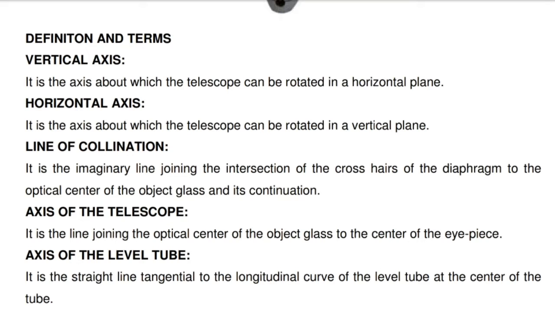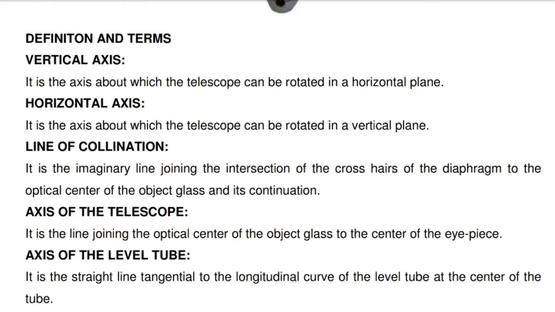Horizontal axis. It is the axis about which the telescope can be rotated in a vertical plane. Line of collimation. It is the imaginary line joining the intersection of the crosshairs of the diaphragm to the optical center of the object glass and its continuation.